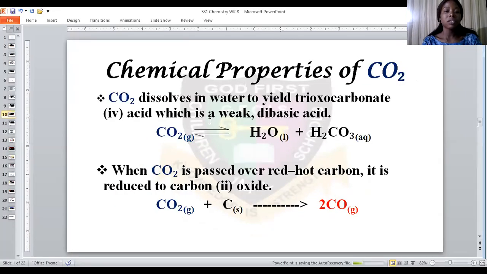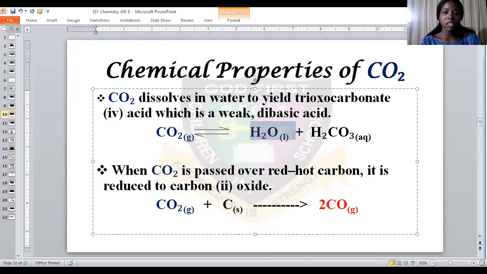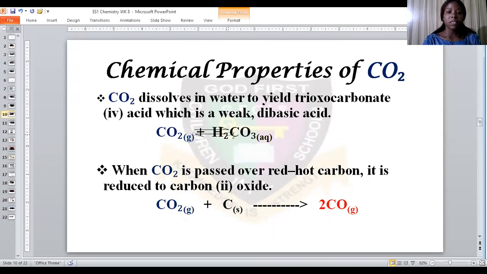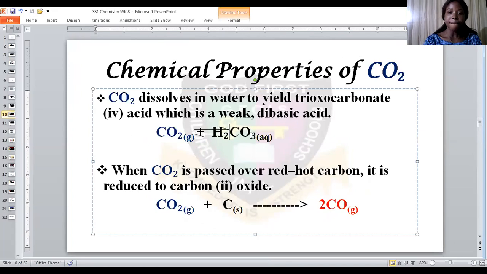Please pardon this equation somewhat. Just a moment, please. So it's actually water plus carbon 4 oxide.